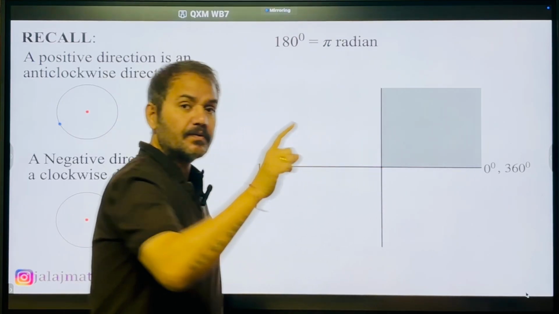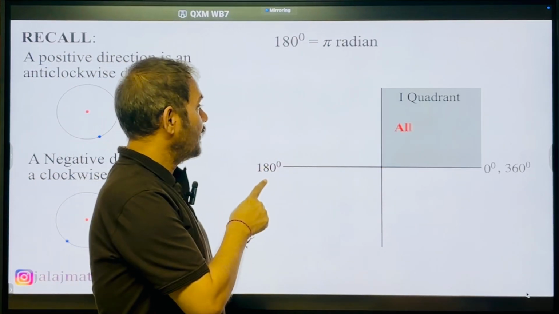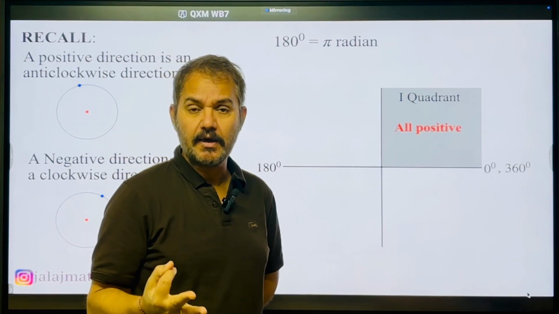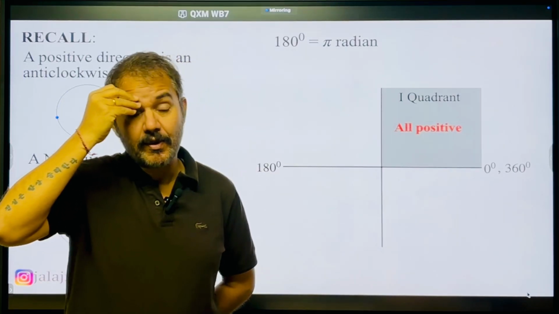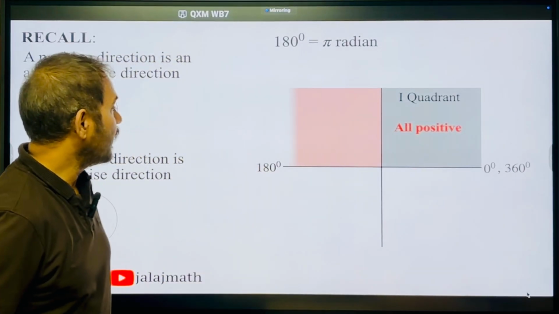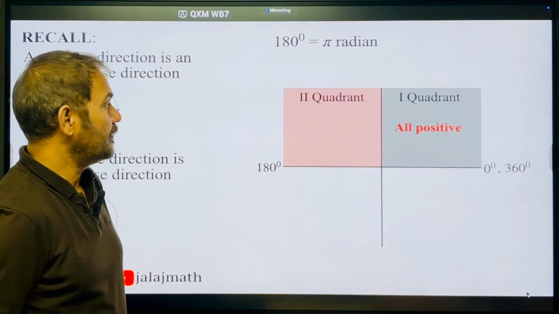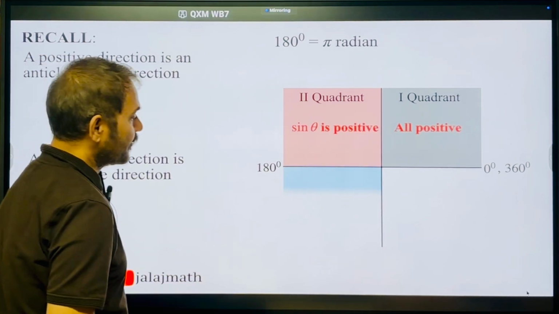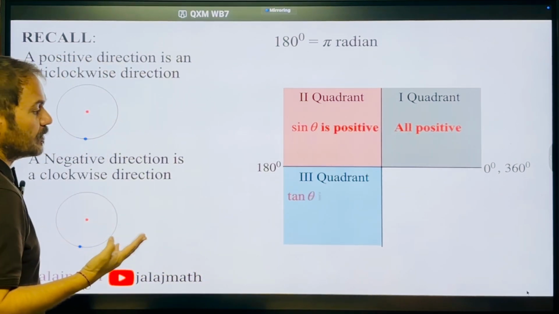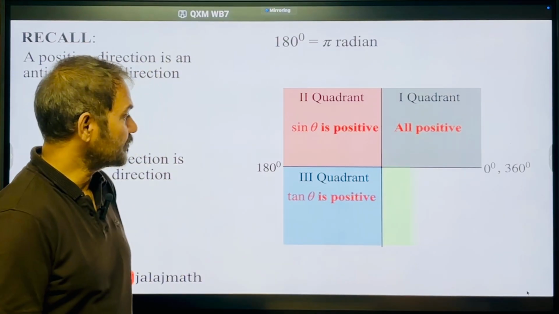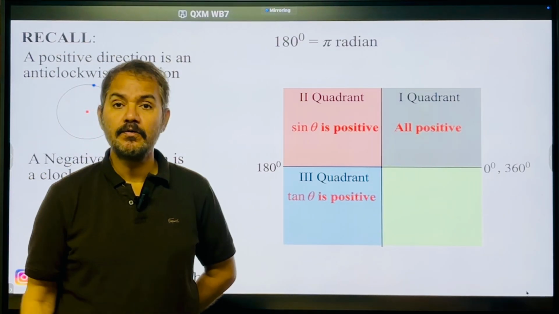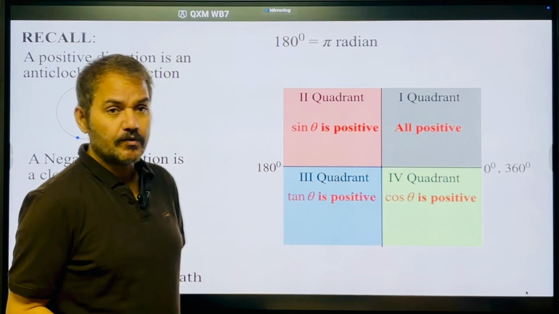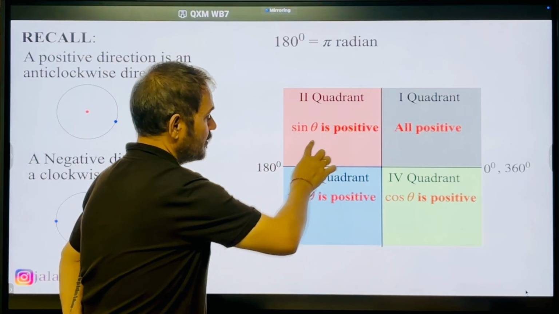Between 0 and 90 degree, this quadrant is called the first quadrant. In this quadrant, all trigonometric ratios are positive, whether it's sine, cosine, tangent. For HL, their reciprocals are also positive. Between 90 and 180, we call it the second quadrant, and in the second quadrant, only the sine function is positive. 180 to 270 is called the third quadrant, and in this quadrant, only tangent is positive. And in the fourth quadrant, that is 270 to 360 or 3 pi by 2 to 2 pi, we have only cosine positive, right? So this is really important that you should remember all sine, tan, and cos.